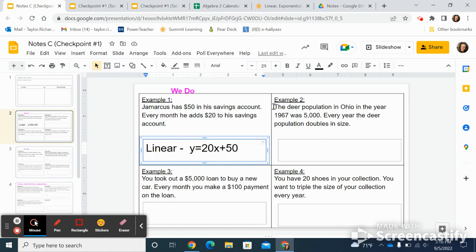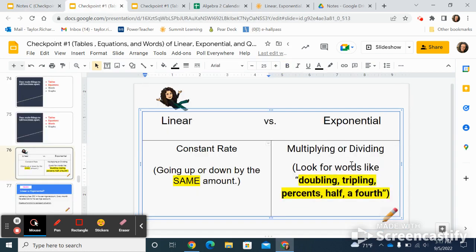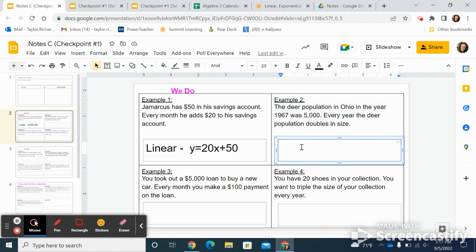Example 2. The deer population in Ohio in the year 1967 was 5,000. Every year, the deer population doubles in size. So I need to figure out, is it linear or is it exponential? Well, right away, I saw one of the key words. Hopefully you saw it as I was reading. I saw that word doubling. So whenever I see that word doubling, I know that it has to be exponential. So I'm going to start by saying exponential.